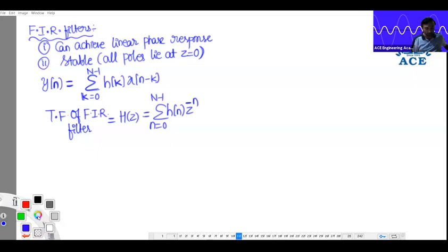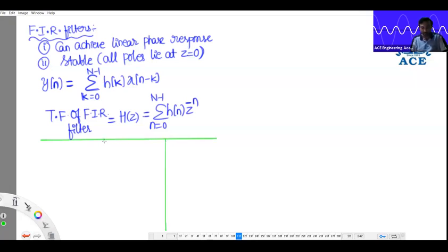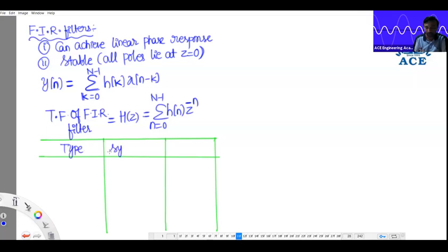Based on the symmetry and the number of samples that are chosen, FIR filters can be taken in 4 different forms. Listen to that. Type of the filter, symmetry, length. Length means the number of samples that are chosen, sir.